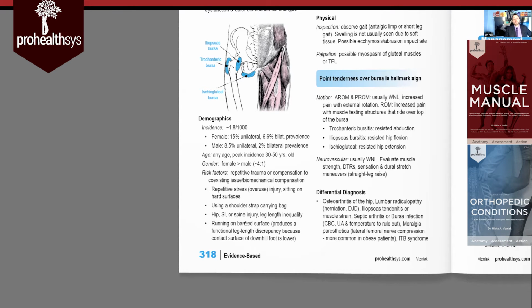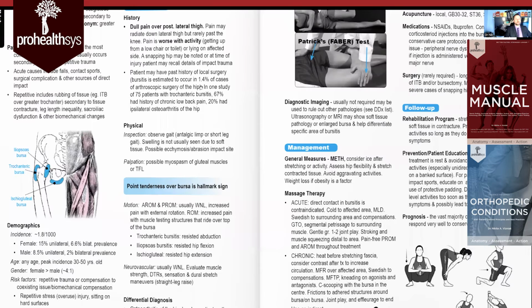All right. It can also be secondary to a shoulder strap, carrying a bag, because even just the way it causes your whole body to tilt over a little bit, sitting on one side or on a hard surface repetitively, hip and SI contact surface. On downhill skiing you can see it as well, or downhill footwear, all that good stuff.